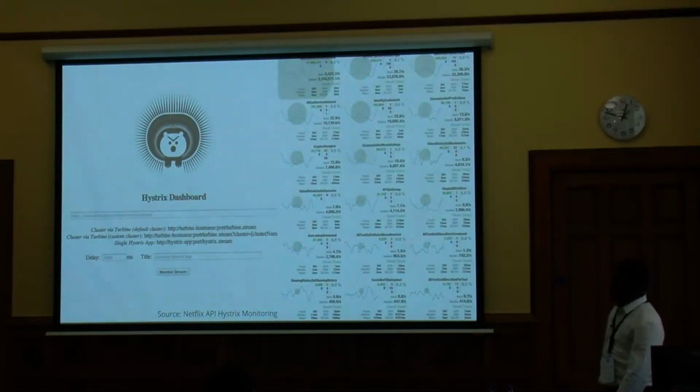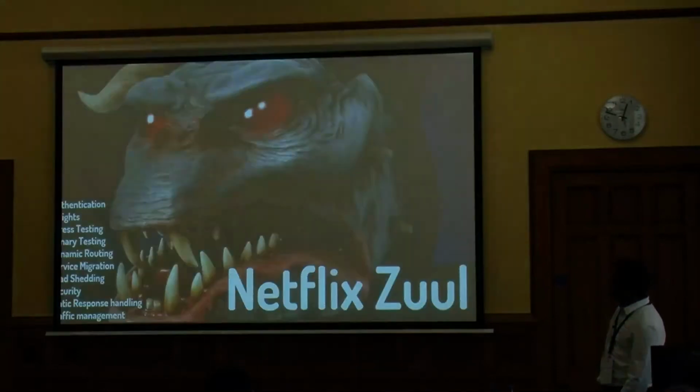So this is an example of how you will analyze the circuit breaking. The Hystrix dashboard. This is a Netflix example. So Netflix API Hystrix monitoring, where you have lots of videos and lots of services. It shows what's happening when one service is down, and how this Netflix Hystrix circuit breaking is handled in Netflix.